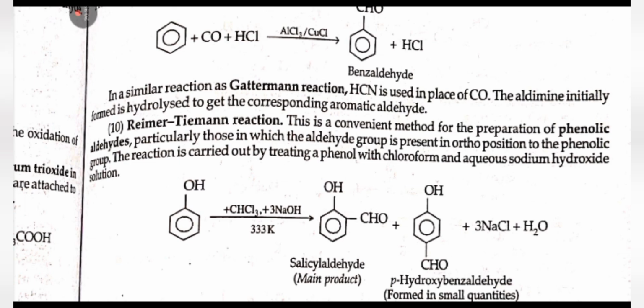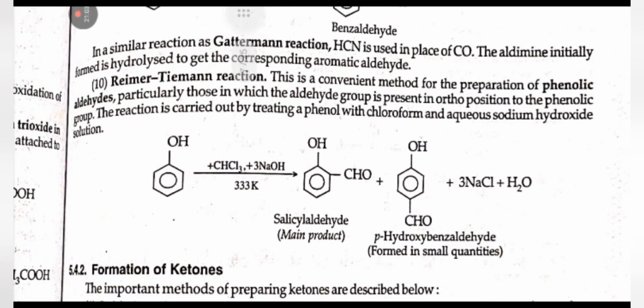Reimer-Tiemann reaction. This is a convenient method for the preparation of phenolic aldehyde, particularly those in which the aldehyde group is present in the ortho position to the phenolic group. The reaction is carried out by treating phenol with chloroform and aqueous sodium hydroxide solution. Phenol on treating with CHCl3 plus 3NaOH will give salicylaldehyde plus para-hydroxybenzaldehyde plus 3NaCl plus H2O.